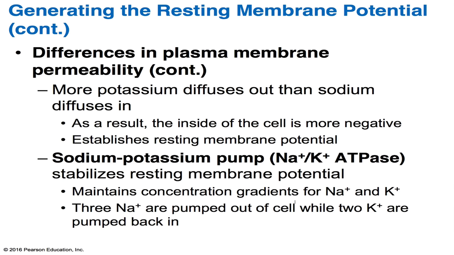So potassium wants to go from an area of higher concentration to lower concentration. It wants to follow its concentration gradient. The same holds true for sodium. Sodium wants to come into the cell. So this pump is preventing that from happening. It's keeping the concentration of sodium greater on the outside and the concentration of potassium greater on the inside. The way it does that is by pumping three sodium ions out of the cell and, at the same time, bringing two potassium ions into the inside of the cell.